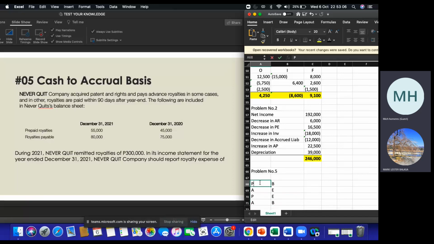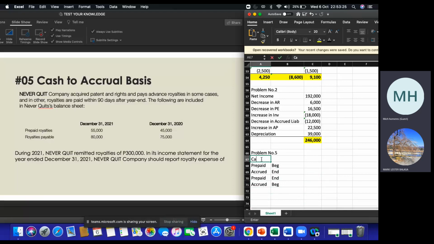Favorite mo to. So, you have prepaid beginning. Right? Okay? You have accrued ending. Right? And then, you have a prepaid ending. Okay? And then, you have accrued beginning. Right? Okay? Tapos, syempre, nandito sa taas yung cash basis mo. Okay? At andito yung accrual basis mo. Okay? Ngayon, ang hinahanap class, alright, ay royalty expense. Therefore, ito yung accrual basis natin.